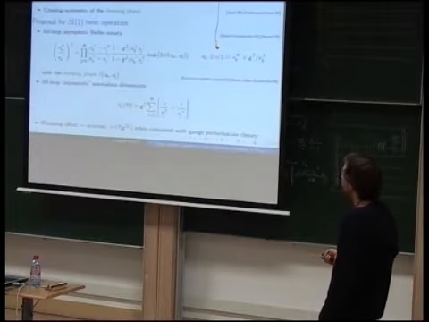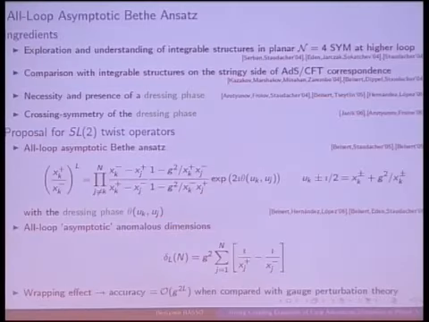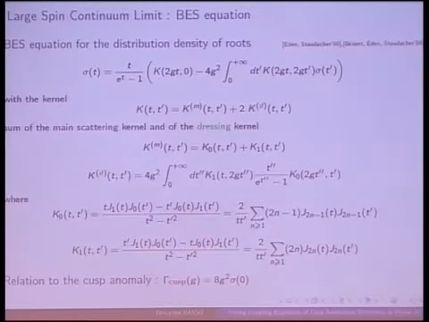Okay, the meaning of asymptotic, as it has been discussed this morning, is because of wrapping effects, and I will not discuss this. Now these all-loop asymptotic Bethe ansatz equations are very difficult to solve, and we go, as in the one-loop example, to the large spin continuum limit, and this is known as the BES equation. The first equation is the ES equation. It's the same equation without the dressing phase, and then people added this dressing phase and wrote down this formula.